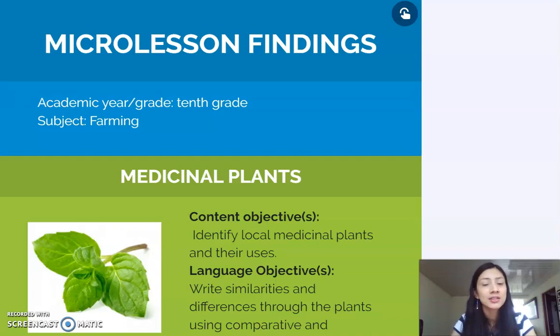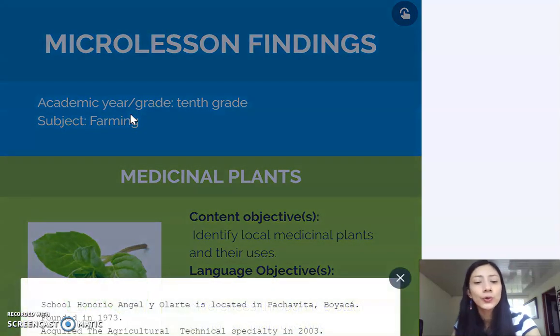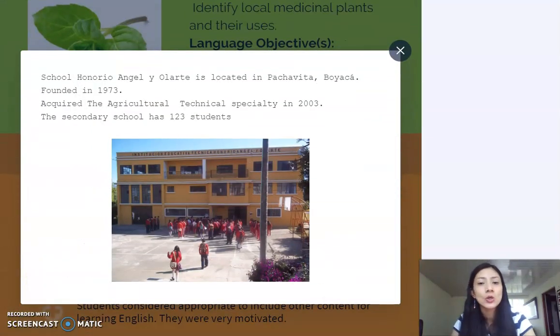Today I will present my teaching experience with the CLIL approach. First, I want to talk about the school. Honorio Angel y Olarte is located in Pachavita, Boyacá. It was founded in 1973 and acquired the agricultural technical specialty in 2003. The secondary school has 123 students.